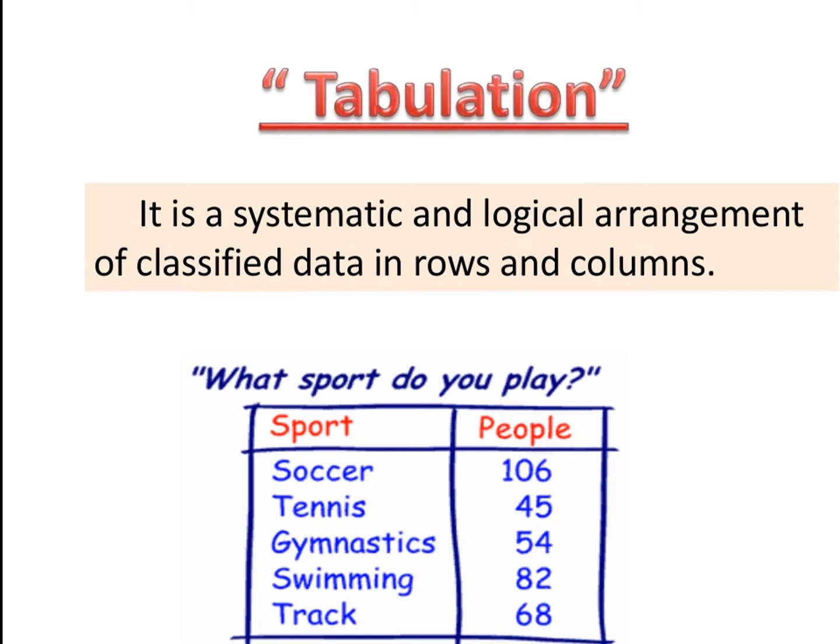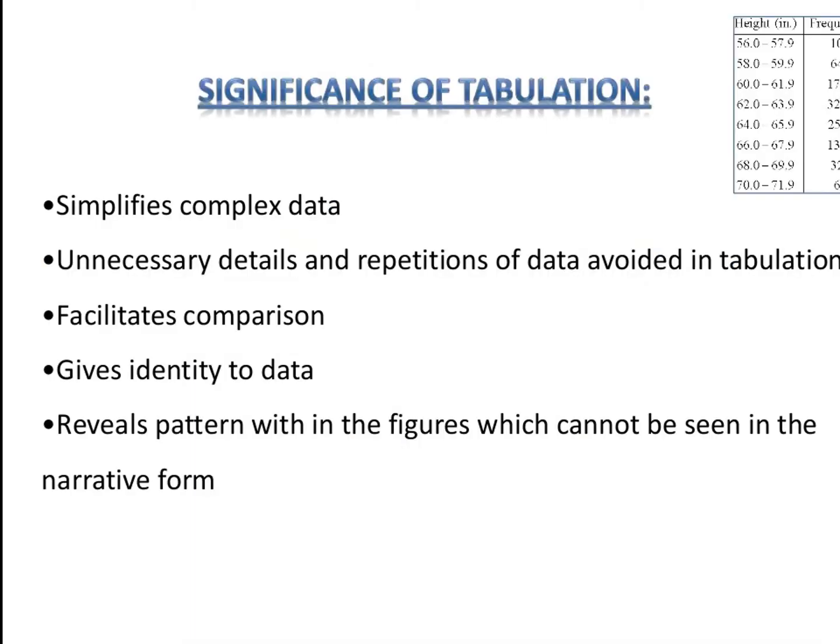So tabulation is basically when data is arranged in rows and columns logically and systematically, and you are able to understand it and communicate it wisely. What is the significance of tabulation? Tabulation simplifies complex data, as data is available in raw form. So through this, you are able to simplify your complex data.